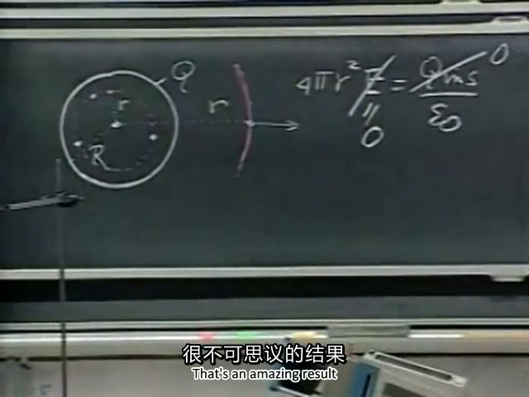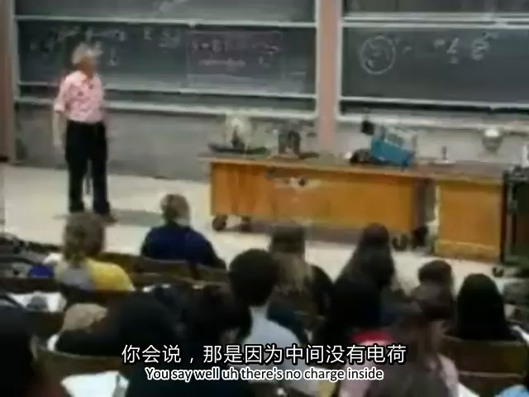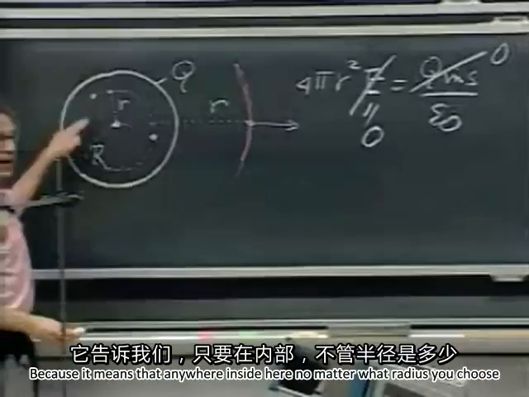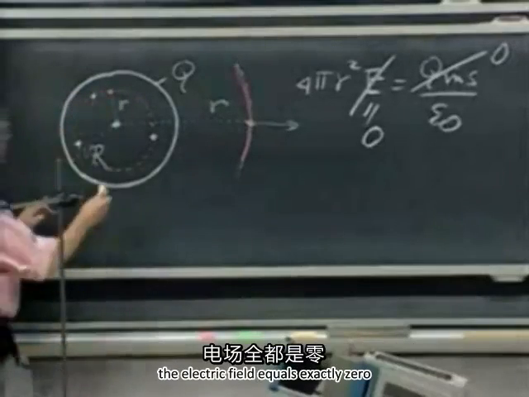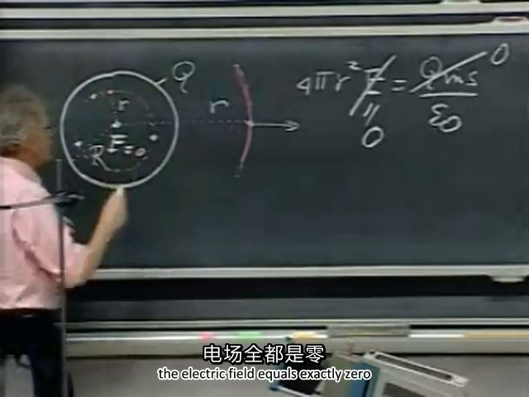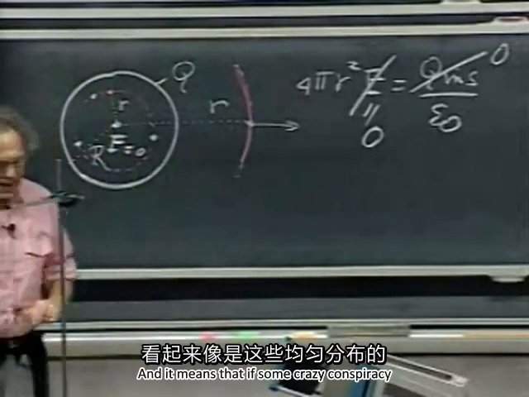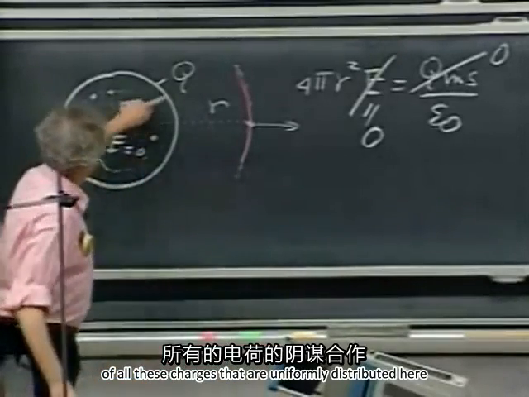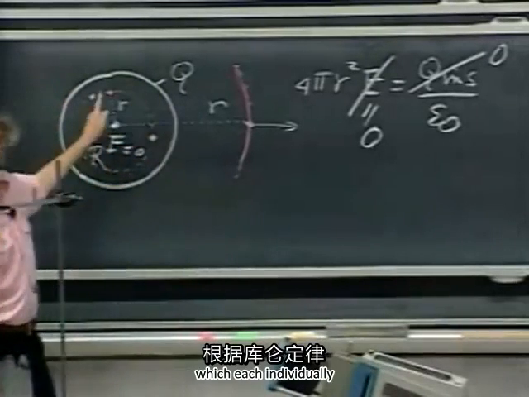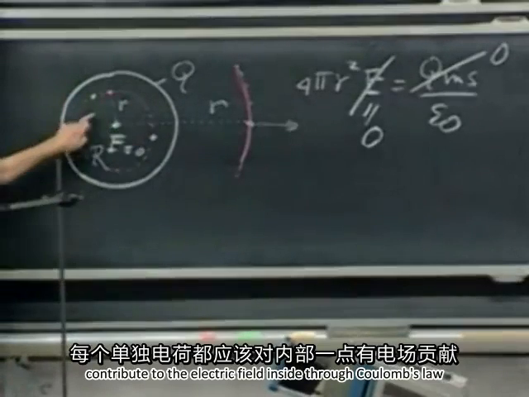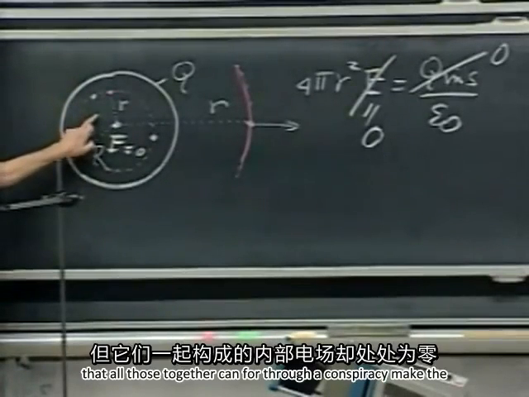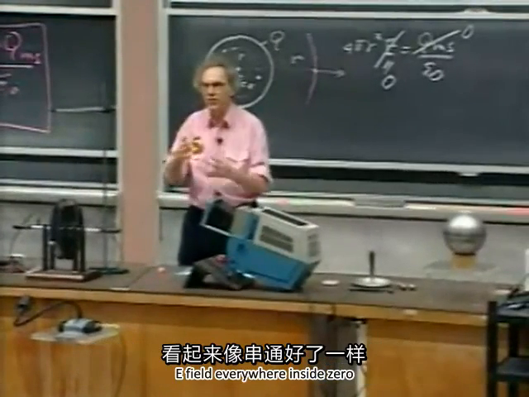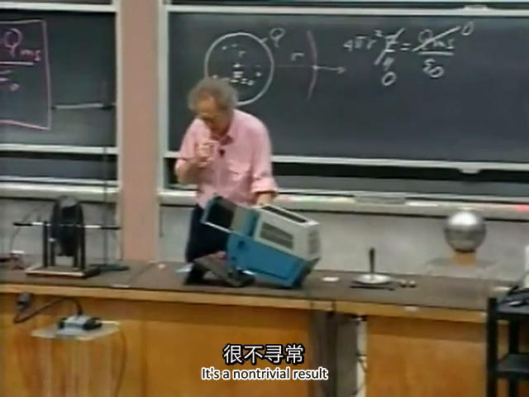That's an amazing result. You say, well, there's no charge inside. Still an amazing result, because it means that anywhere inside here, no matter what radius you choose, the electric field equals exactly 0. And it means there is some crazy conspiracy of all these charges that are uniformly distributed here, which each individually contribute to the electric field inside through Coulomb's law, that all those together, through a conspiracy, make the E field everywhere inside 0. It's a non-trivial result.